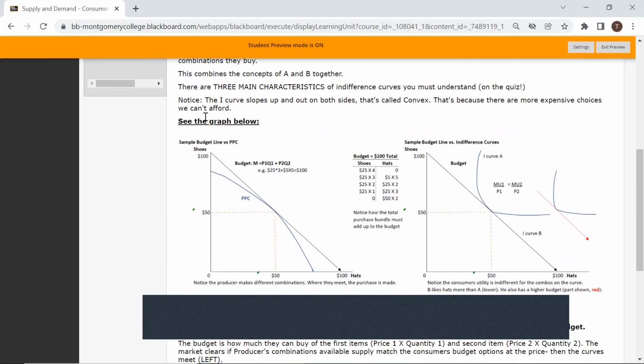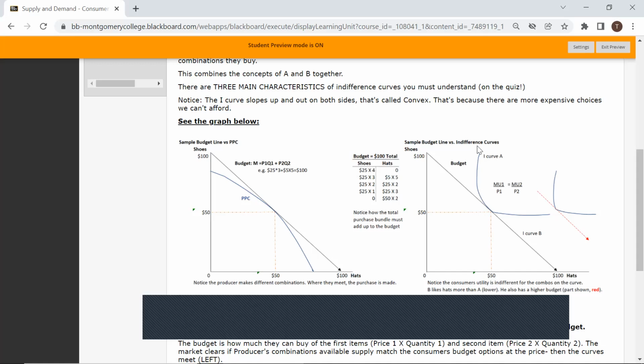So let's look at the 3 main characteristics of indifference curves that you must understand for the quiz. We're going to call it the I curve for short. It slopes up and out on both sides. That's called convex. If it were to slope the other way, it would make like a cave, and then it would be called concave. That's how I remember that this is convex. It slopes outwards.